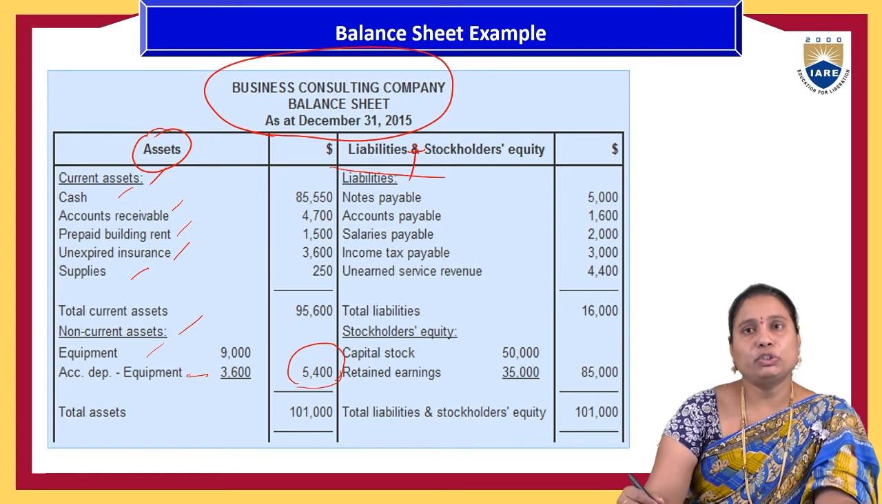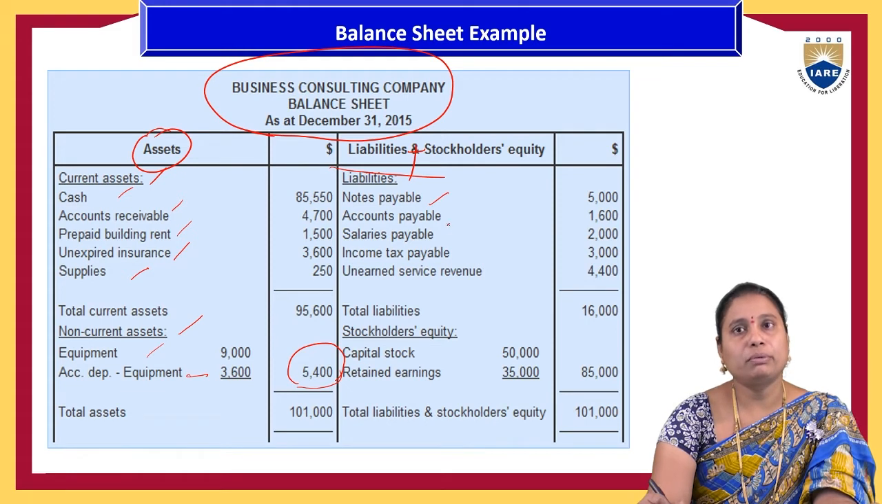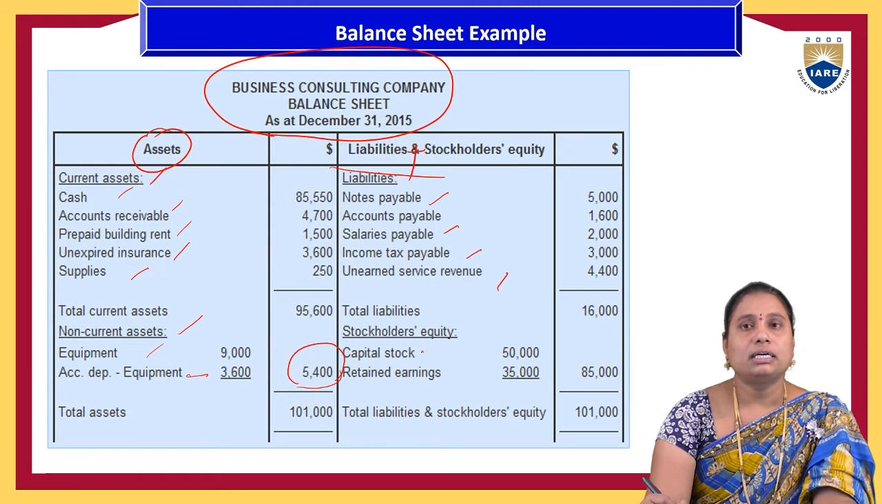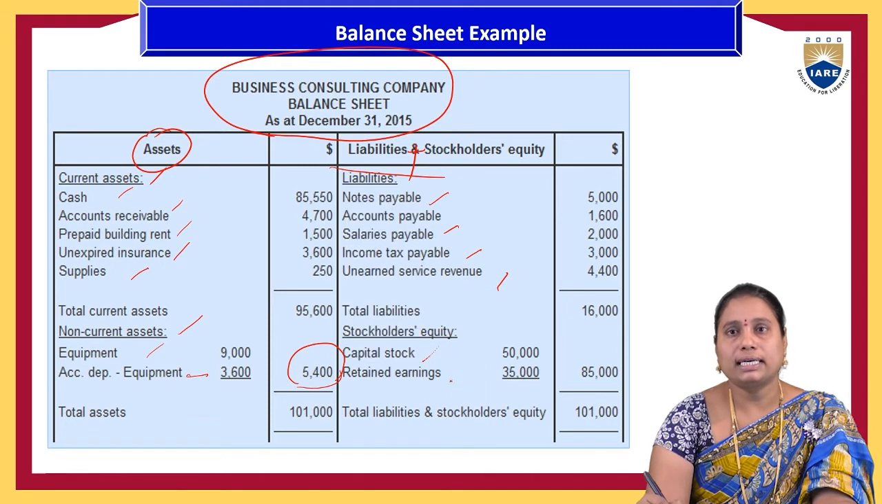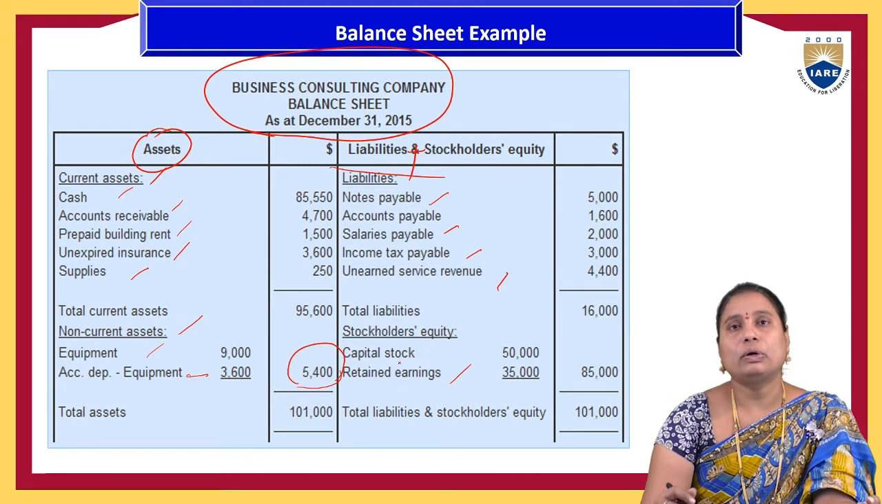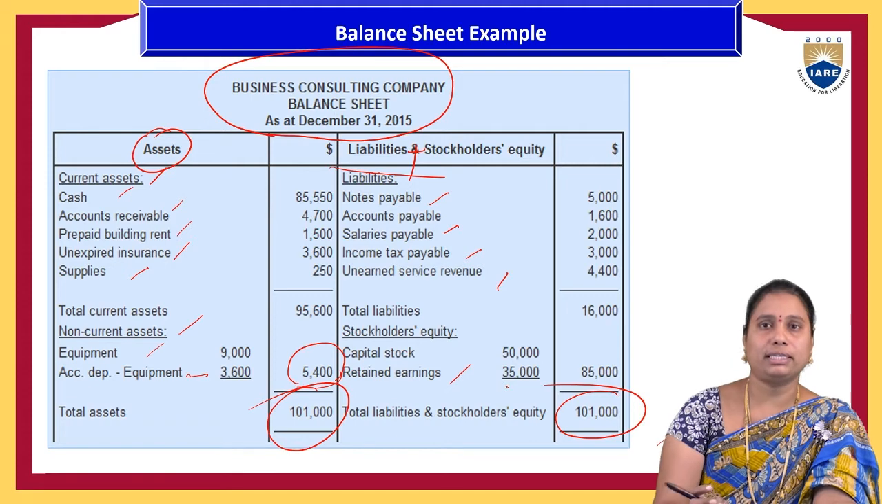Under the liabilities position, the accounts payable and notes payable, salaries, income tax, unearned services, and any other equity like capital stock and retained earnings, etc., are categorized. And all the accounts on the assets side should be equal to the accounts on the liabilities side.